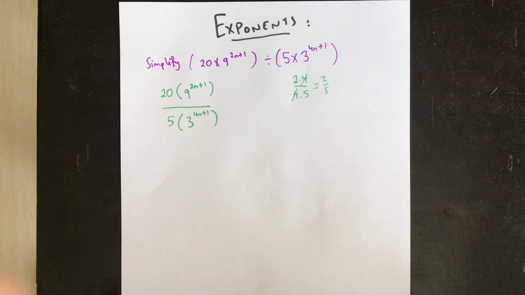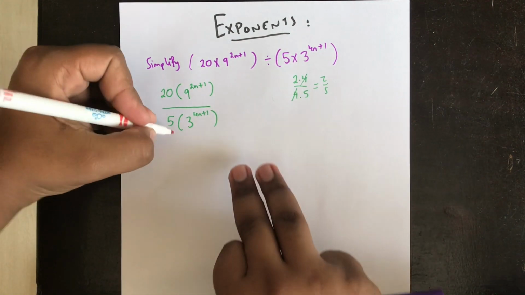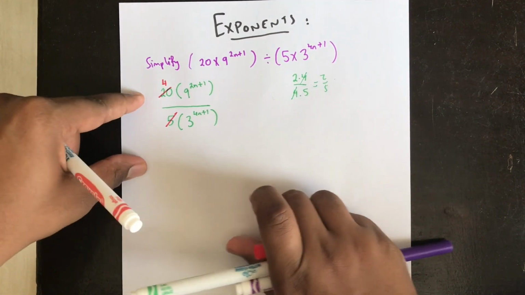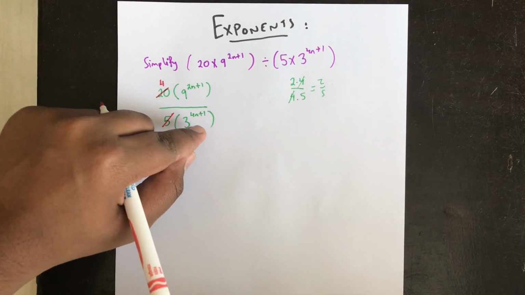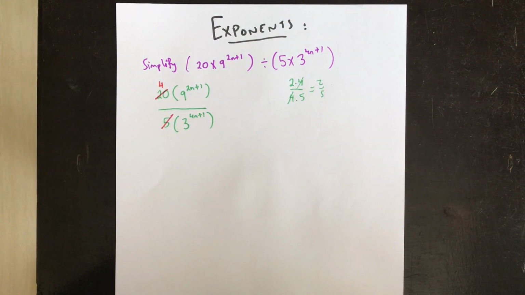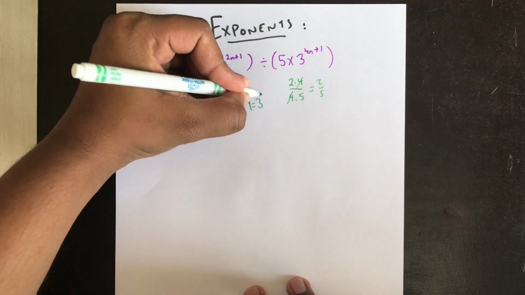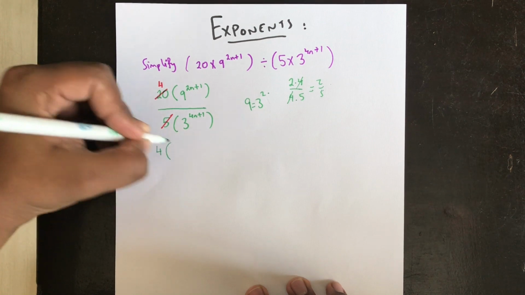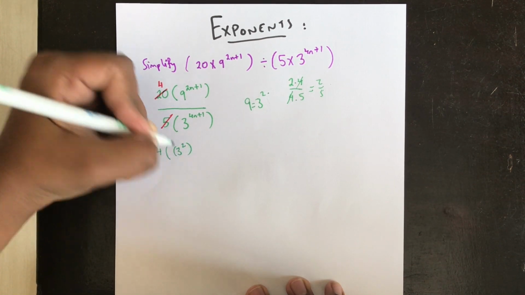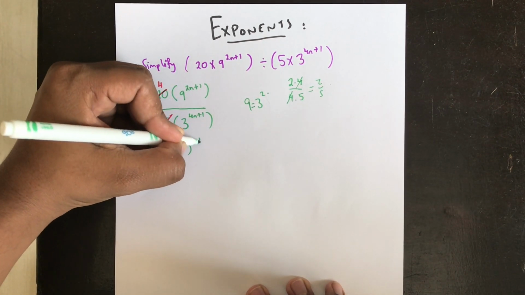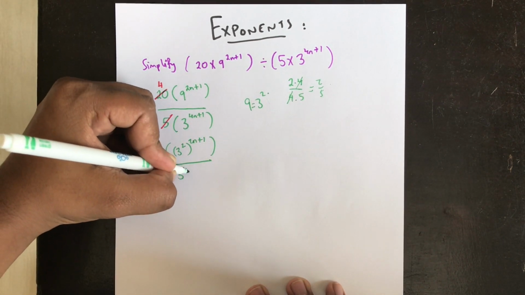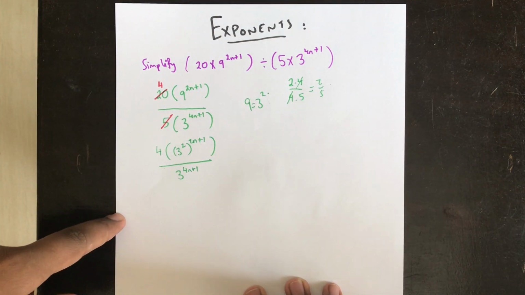So over here, we'll be cancelling out the 5 and the 20. So the 4 is left over here. Now we need to figure out a way on how we can cancel this and this. Notice that 9 is equal to 3 squared. So this becomes 4 into 3 squared, the whole thing power 2n plus 1, divided by 3 power 4n plus 1.